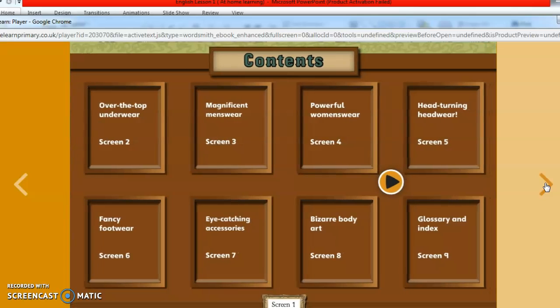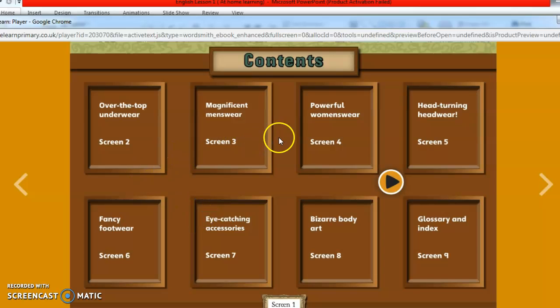We're going to go straight away to the next page and see what is there. Here we have a table of contents. Now, what is a table of contents? This is a page where we have an index, or a page that shows us all the places where we will go to locate specific information. For example, this book is going to be divided into screens, many screens, but precisely 9. The second screen is going to be talking about the over-the-top underwear. Then, if you need to find information about fancy footwear, you will need to come straight to screen number 6.